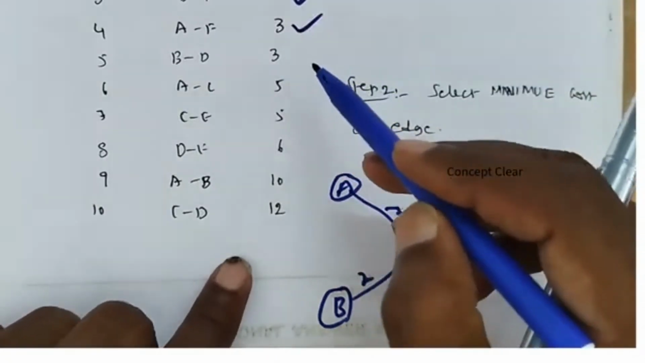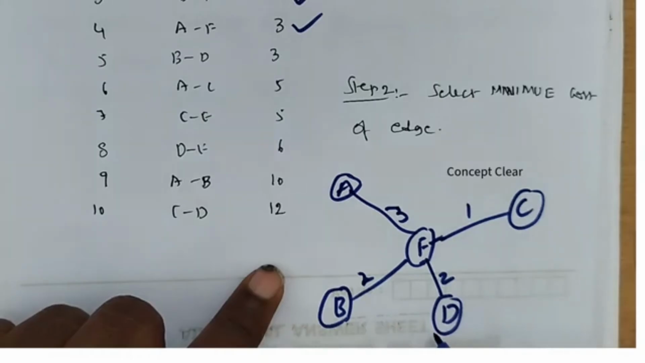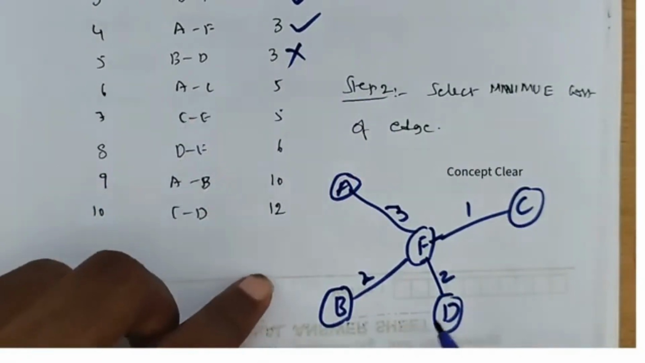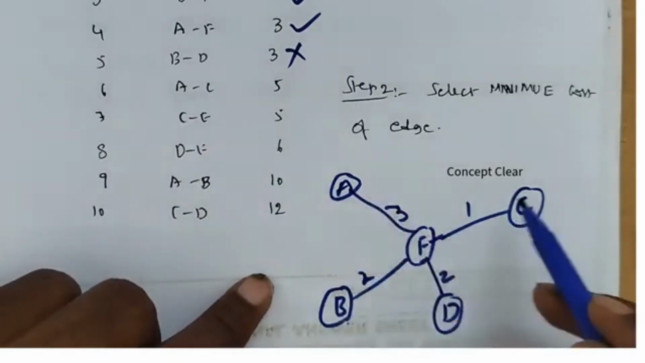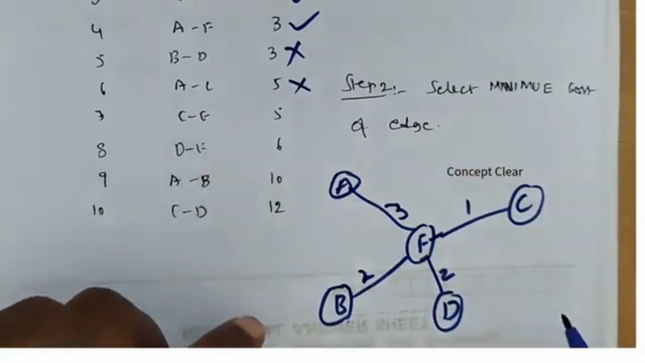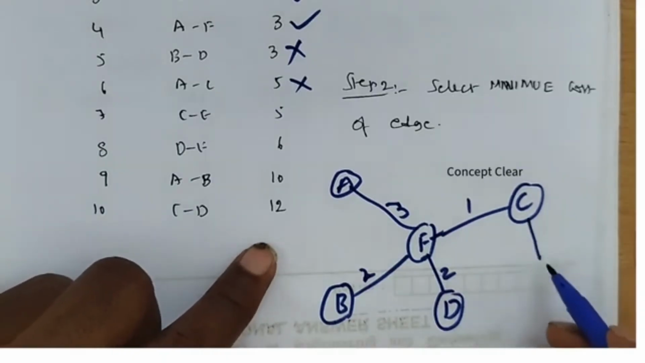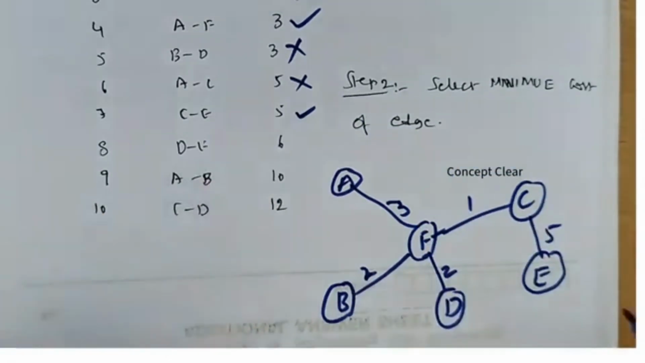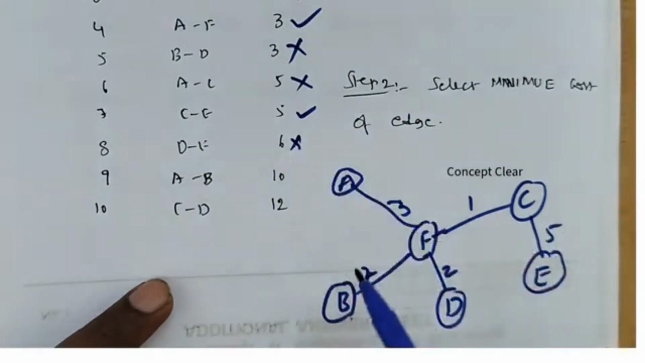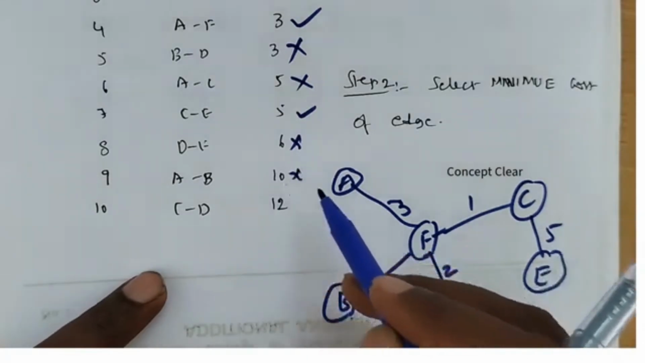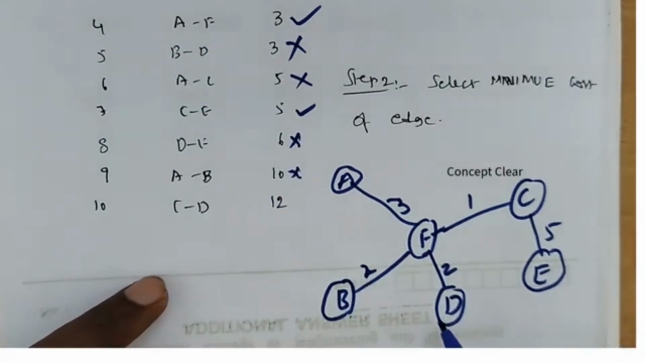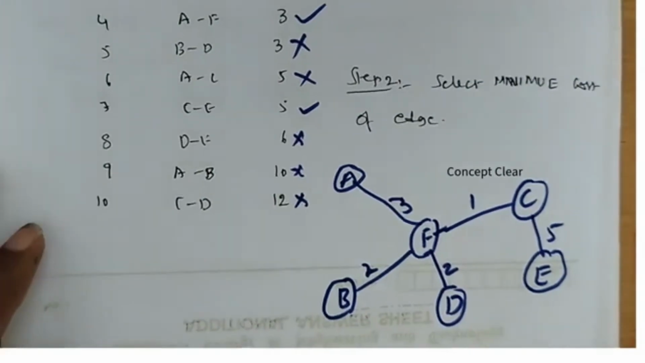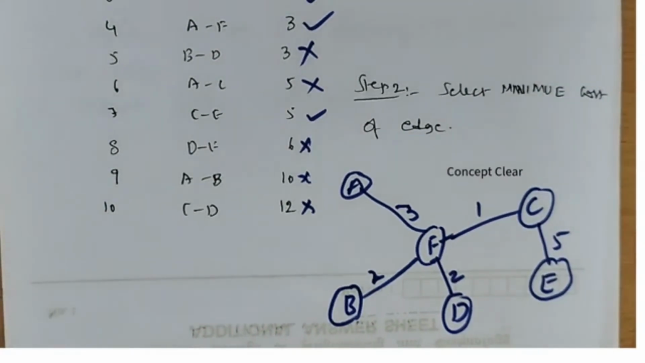And what about B to D? If you draw B to D, it forms a cycle, so it is discarded. A to C also forms a cycle, so it is discarded. C to E, there is no cycle, so I draw C to E with cost 5. D to E forms a cycle, so it is discarded. A to B forms a cycle, so it is discarded. C to D forms a cycle, so it is discarded. Finally, we constructed a spanning tree.